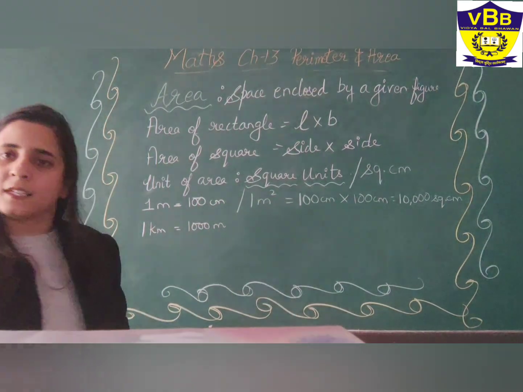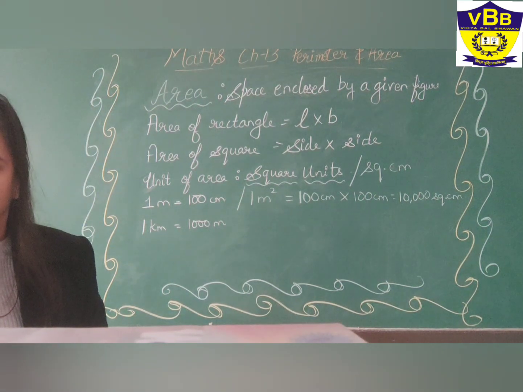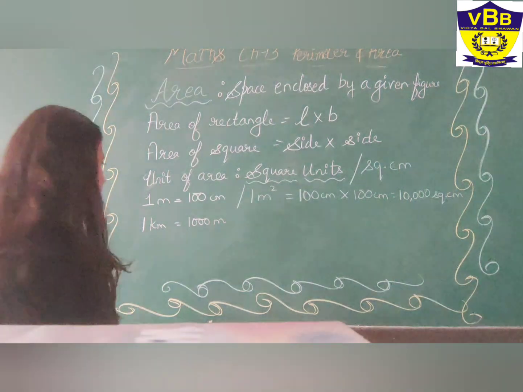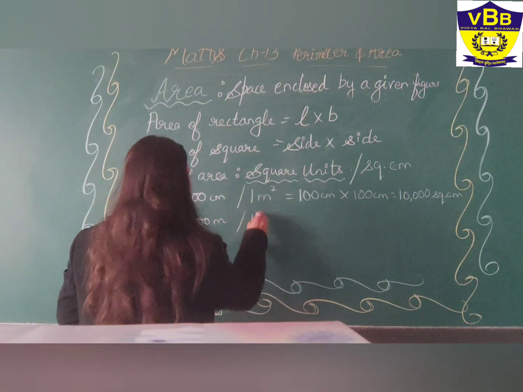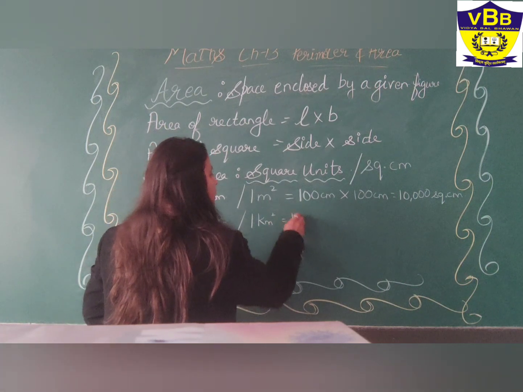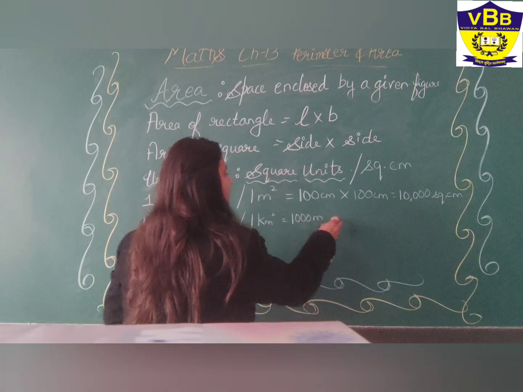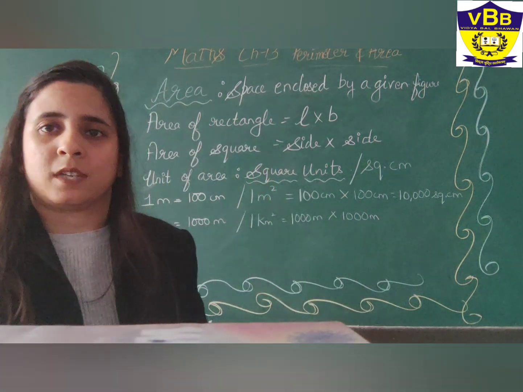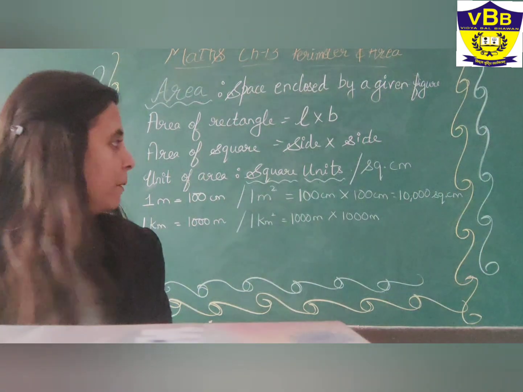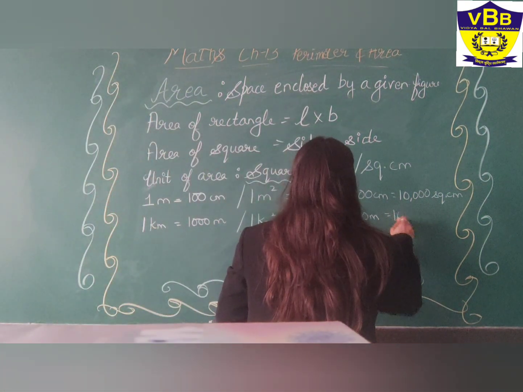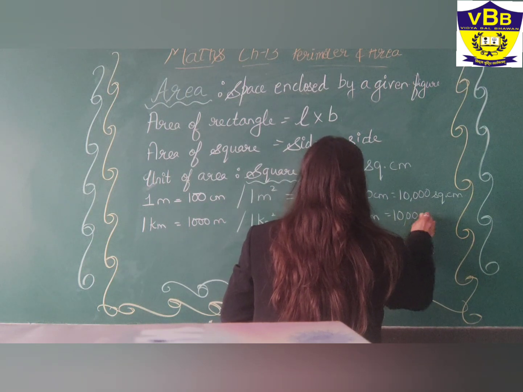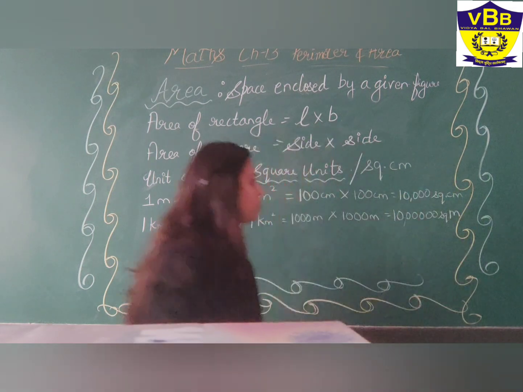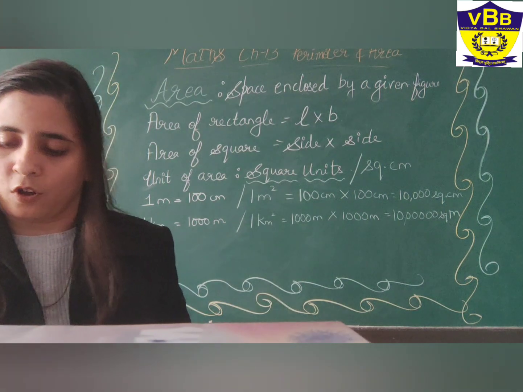Same, 1 kilometer has 1000 meter. So if you need to convert this into meter squares, 1 kilometer square will be equal to 1000 meter into 1000 meter, and that will be written in square meter. I hope this much is clear to you all.